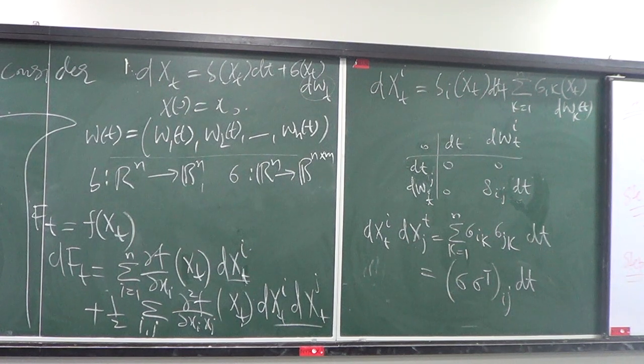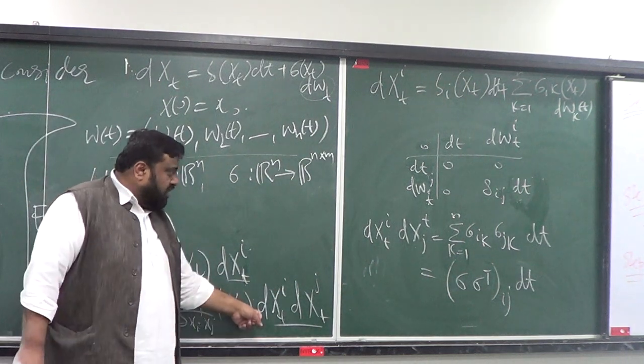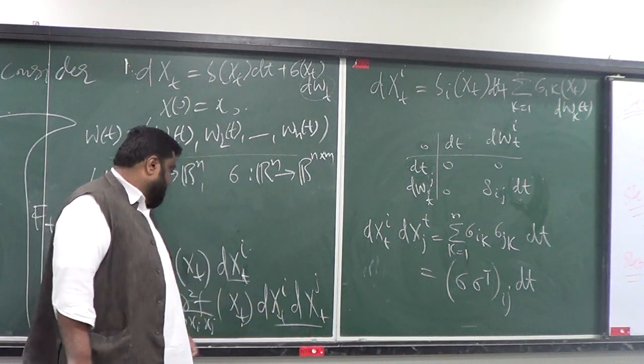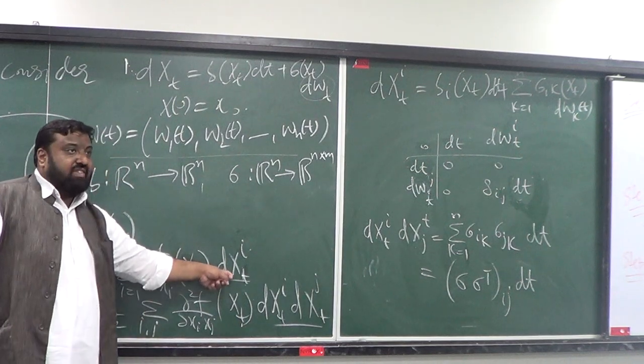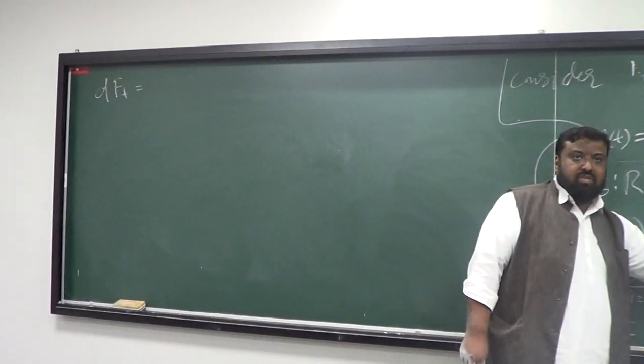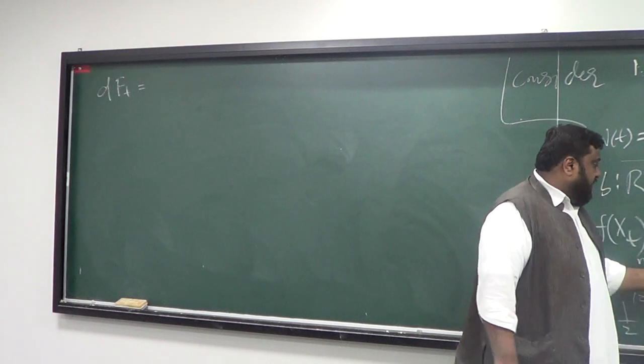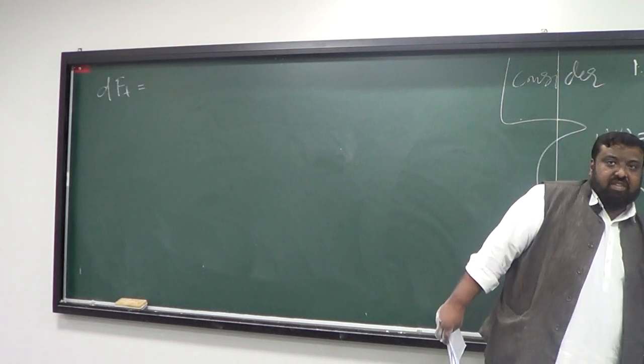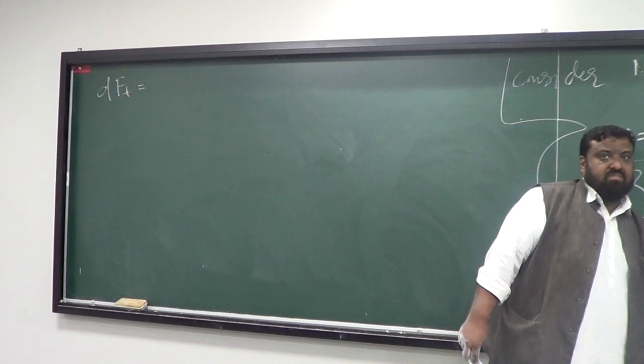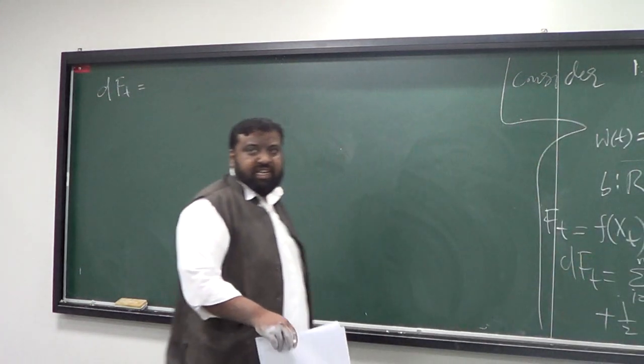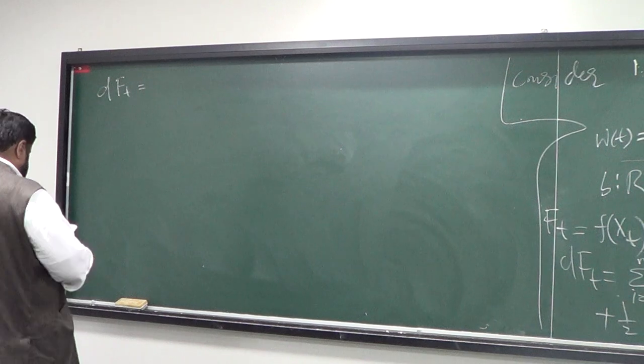So what would be df_t finally? The ijth term of sigma ij dt, and in this you will have a term with dt and a term with the Brownian motions. So the term with dt will be combined with the term with dt here, and a plus Brownian motion term. So I'm just writing it directly. So what are you going to get?